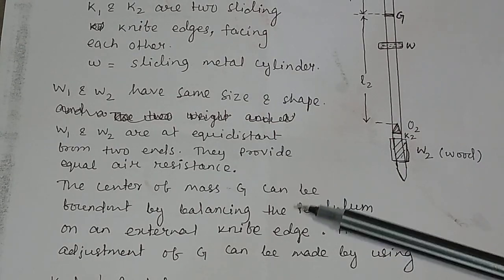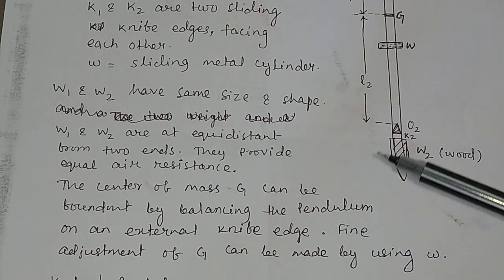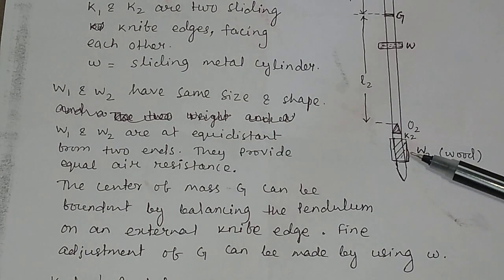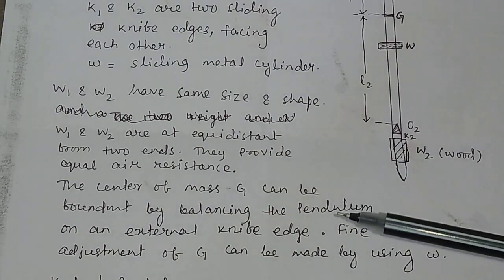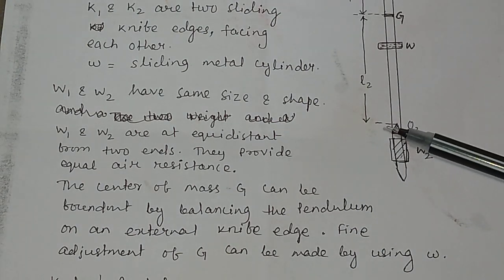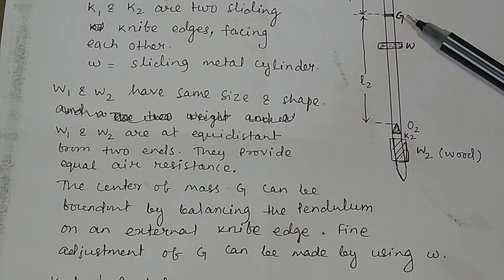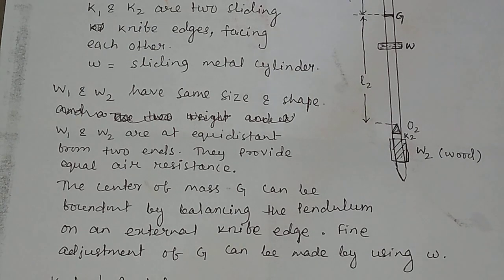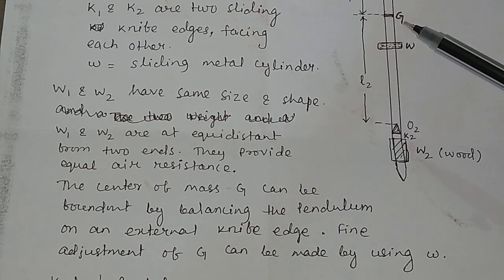And the center of mass G can be found out by balancing the pendulum on an external knife edge. So first, before oscillation, you keep this bar pendulum on an external knife edge vertically, and you find out the center of gravity G by adjusting this metal weight W. So first you have to find out the center of gravity G.